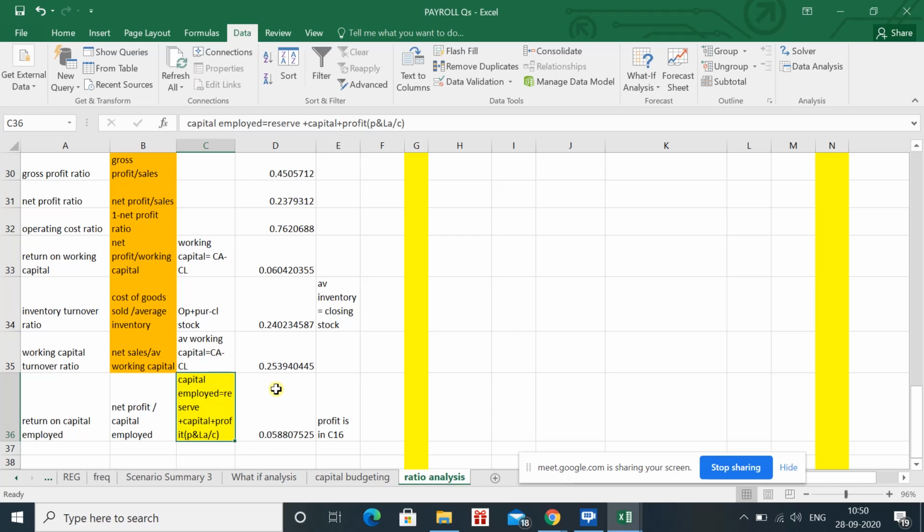And other than this, whenever they are using the word net profit, in that case we will take the profit from the P&L account.